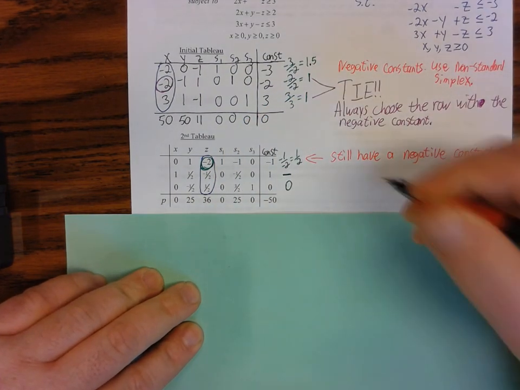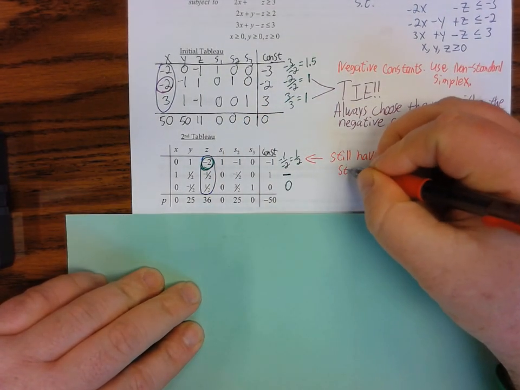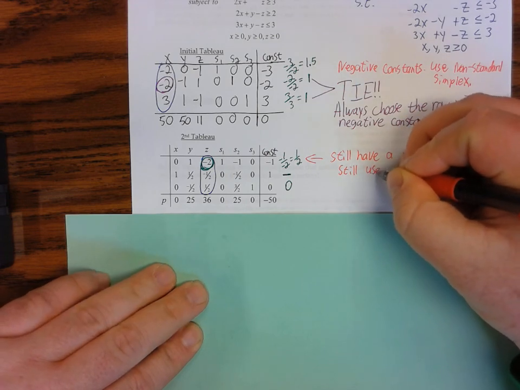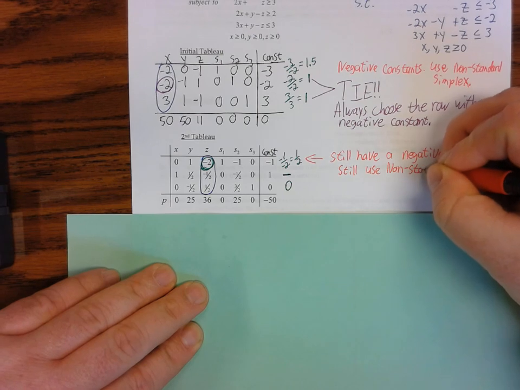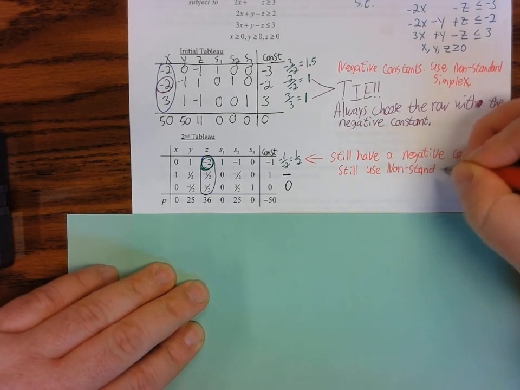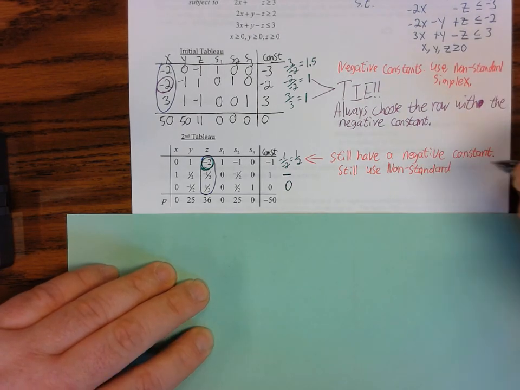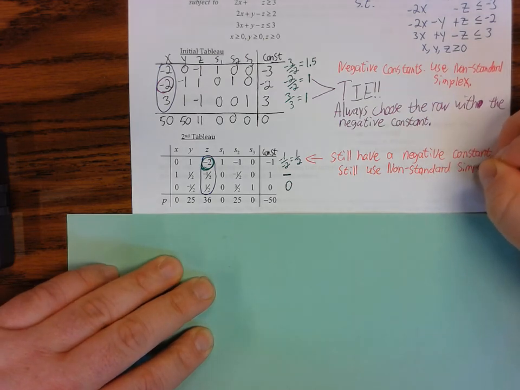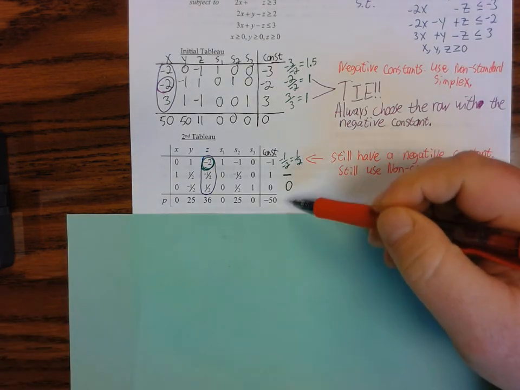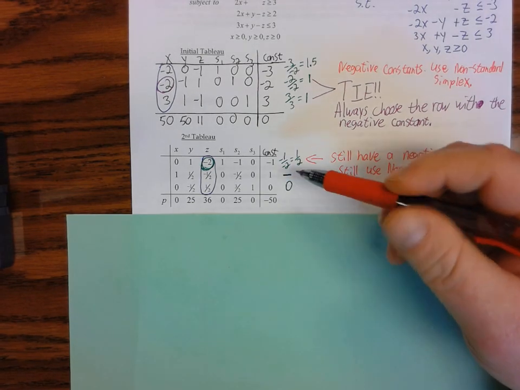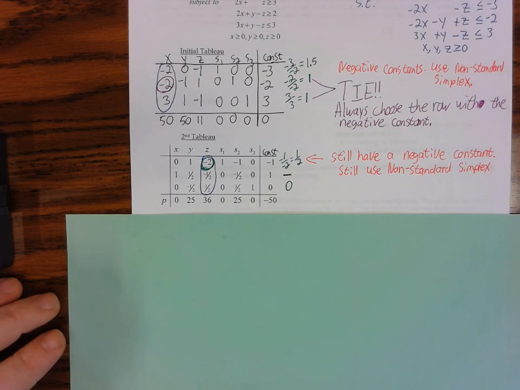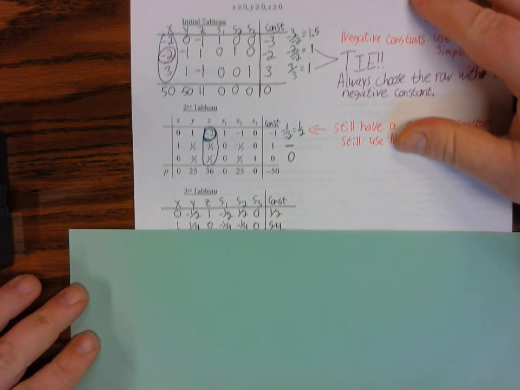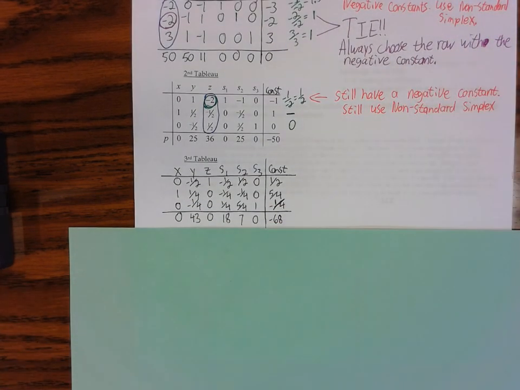Okay, so let me remind us that we are still using the non-standard approach. And that's why we're choosing the smallest positive ratio instead of the smallest non-negative. It's a huge difference. A wrong choice leads down a long road, hard to get back to the right road. So pivot in row 1, column 3. That will give us the following tableau.